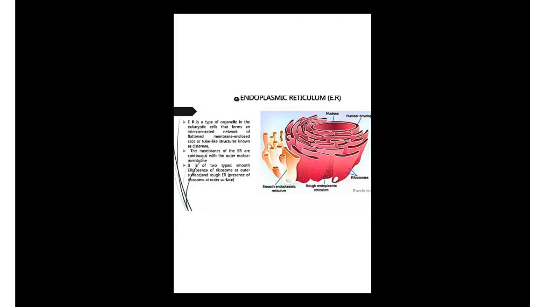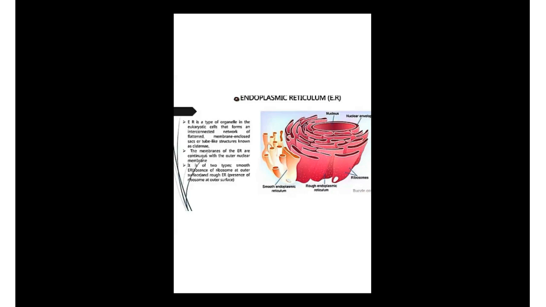So ER is a type of organelle that eukaryotic cells form, an interconnected network of flattened membrane-enclosed sacs. Eukaryotic and prokaryotic cells are divided on the basis of cell structure. So ER is an identifying feature of the eukaryotic cell, and the structures are made up of cisternae and the outer nucleus.